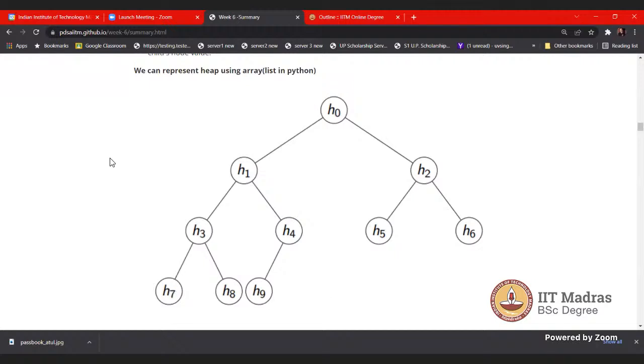If you see this diagram, there are 4 levels in this tree. One level is h0, the second level is h1 and h2, the third level is h3, h4, h5, h6, and the fourth level is this. Before the last level, every level should be filled. There should be no missing child. In the last level, h9 is the last child, and before that every child should be filled. This type of tree is called a complete binary tree.